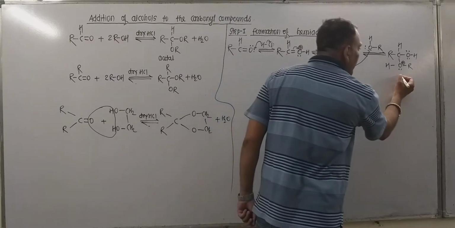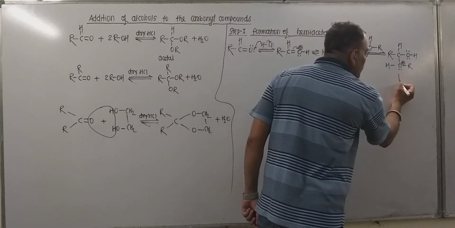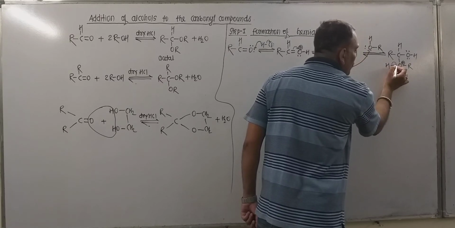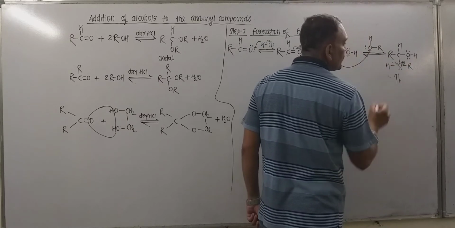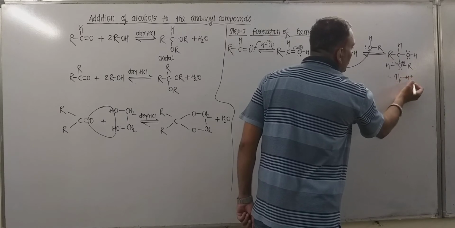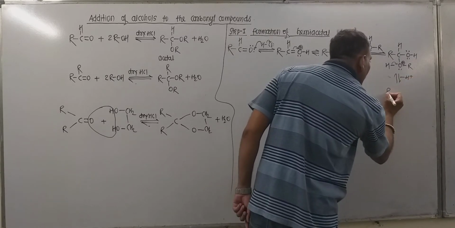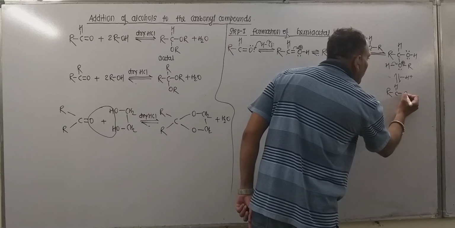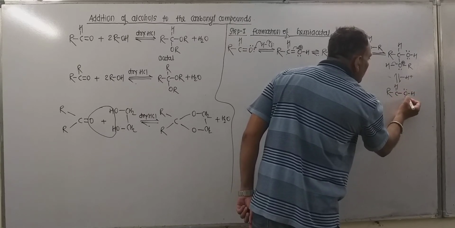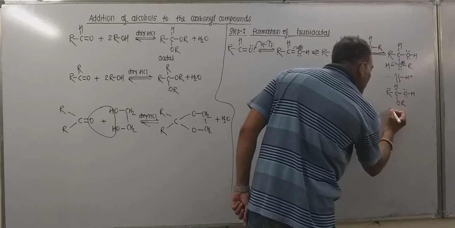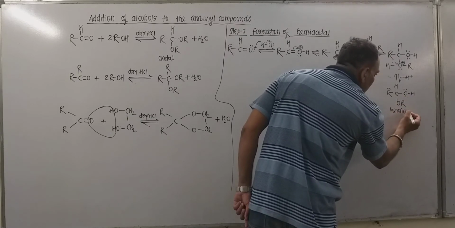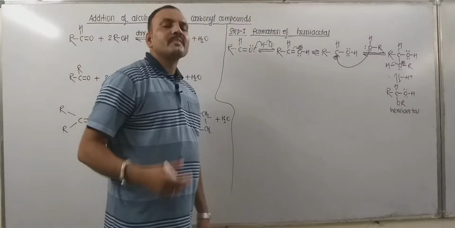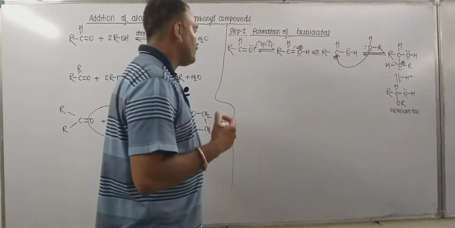Now this intermediate loses the proton. So here what happens, these electrons get attracted by the oxygen, and thereby loss of proton takes place, and due to loss of proton, a product so obtained in first step which can be given as, and remember this is hemiacetal. Thus in first step hemiacetal is formed.